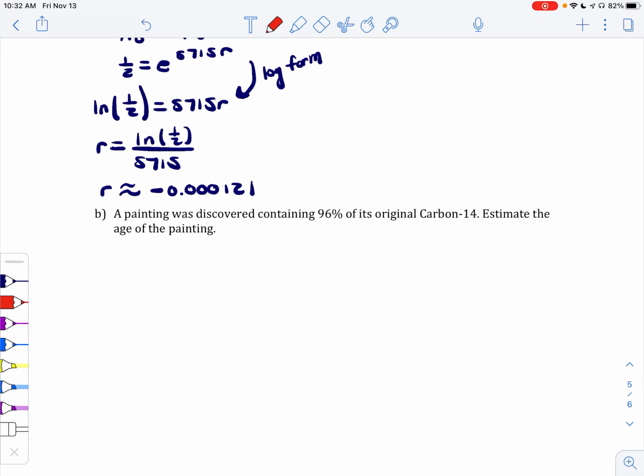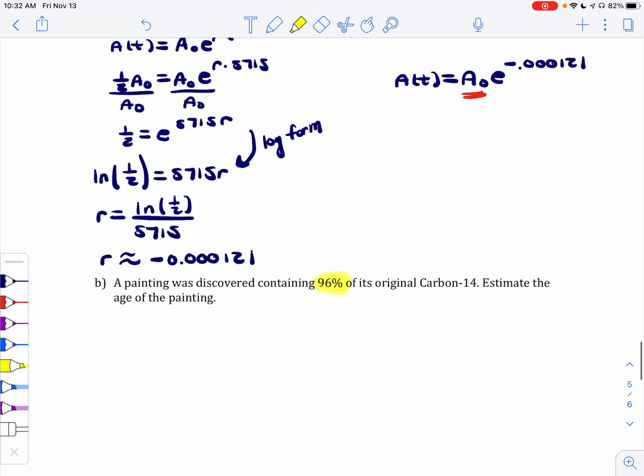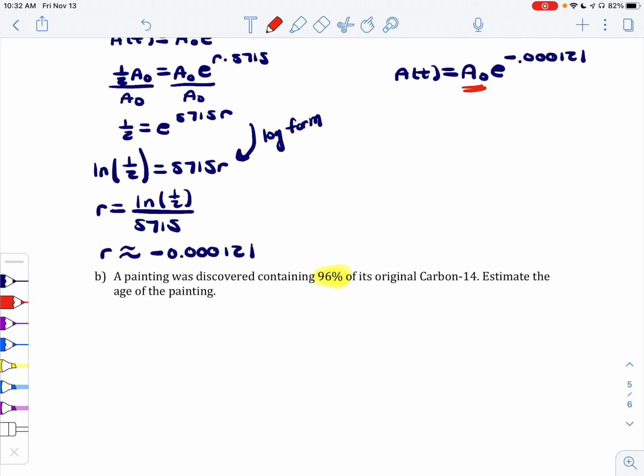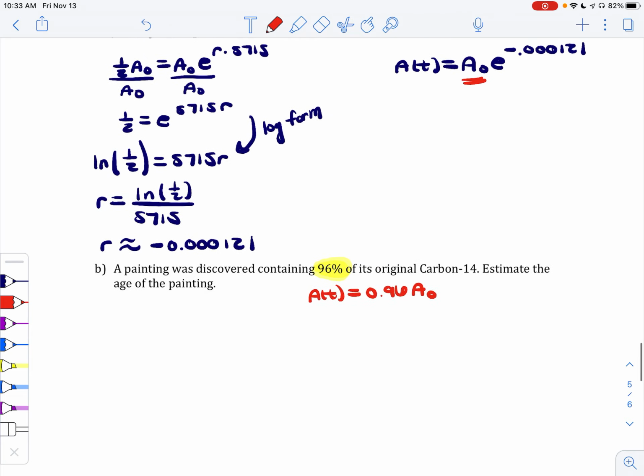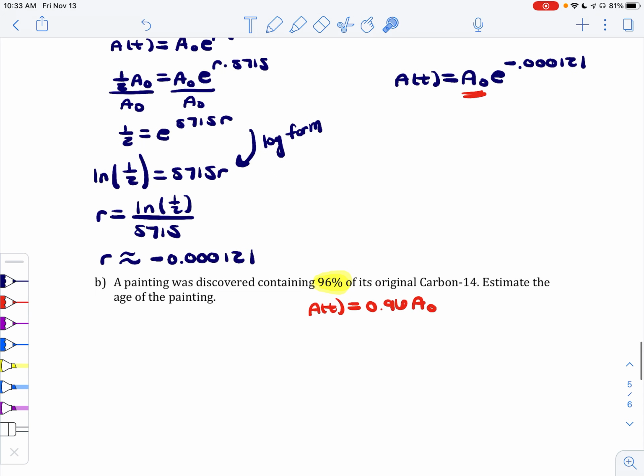Okay, so now the second part of this is we have a painting that was discovered that contained 96% of its original carbon-14, and we want to try and estimate the age of this painting. Okay, well, if this is saying that our painting has 96% of the original, what that's telling us is that our A of t is 96% of A naught, 0.96 times A naught. So we can just plug that into our model that we found in part A.